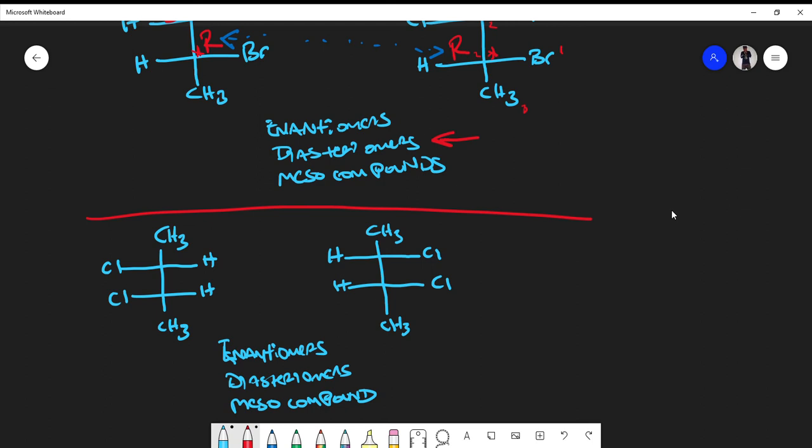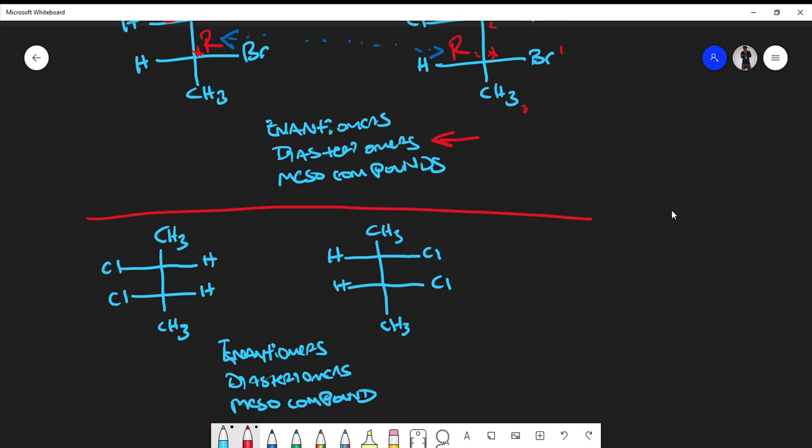Now, we could actually go on and use the same strategy that we've used thus far to determine enantiomers, diastereomers, or meso compounds. You have to remember, meso compounds still have chiral centers. They're not optically active, right?